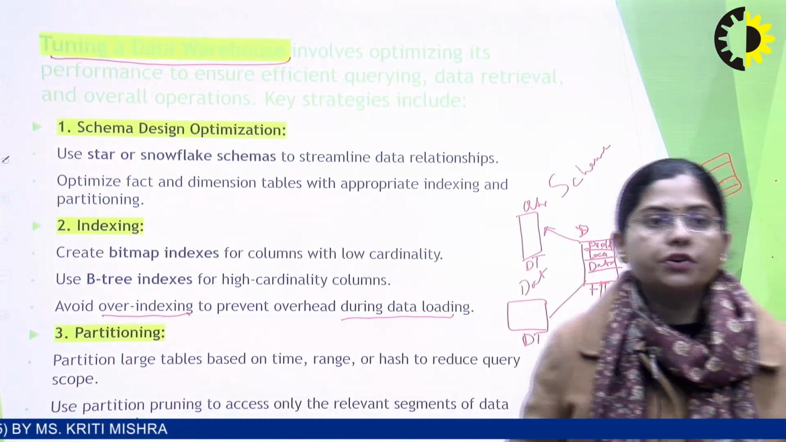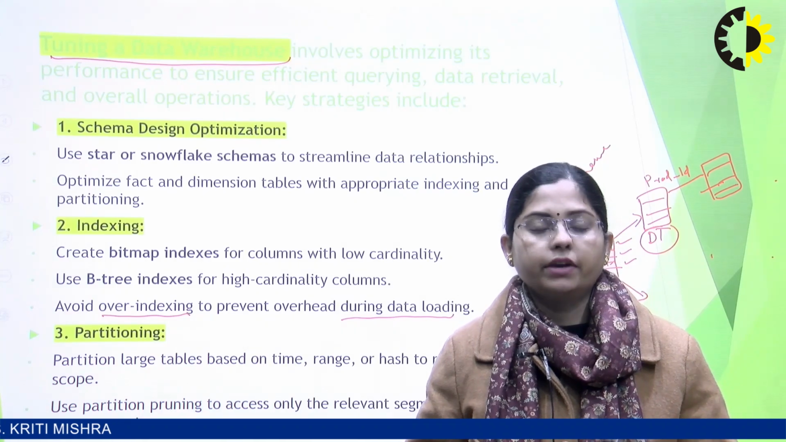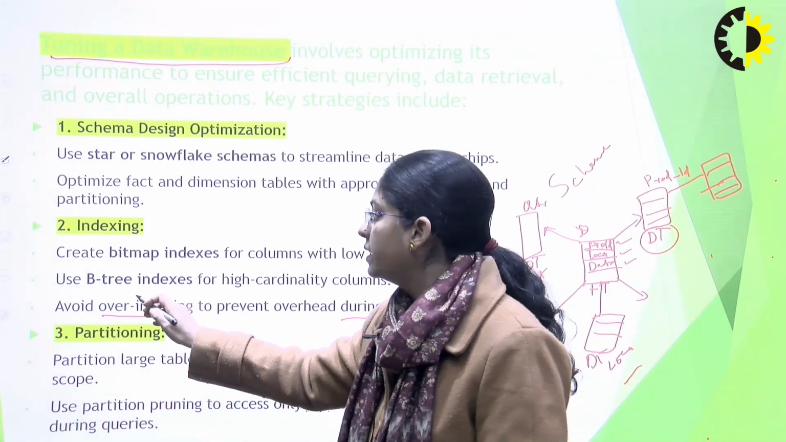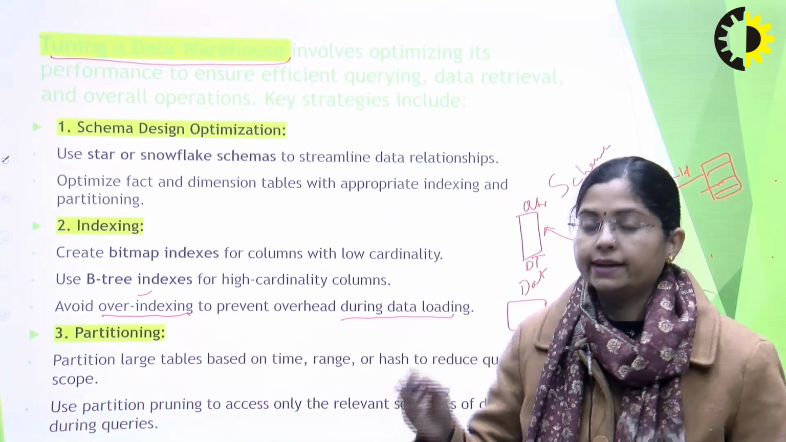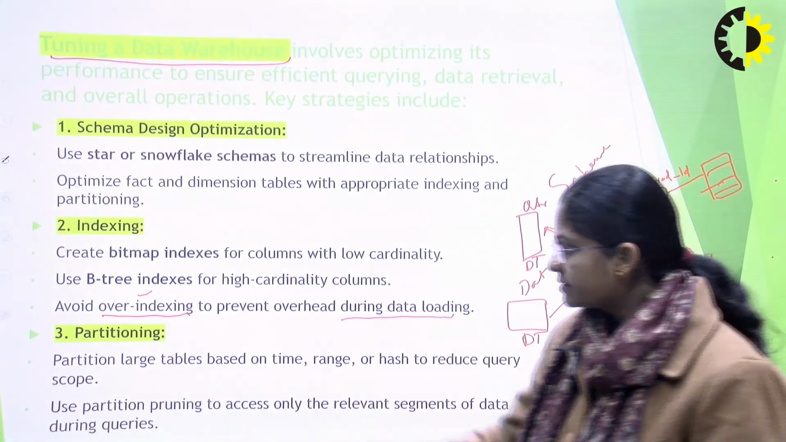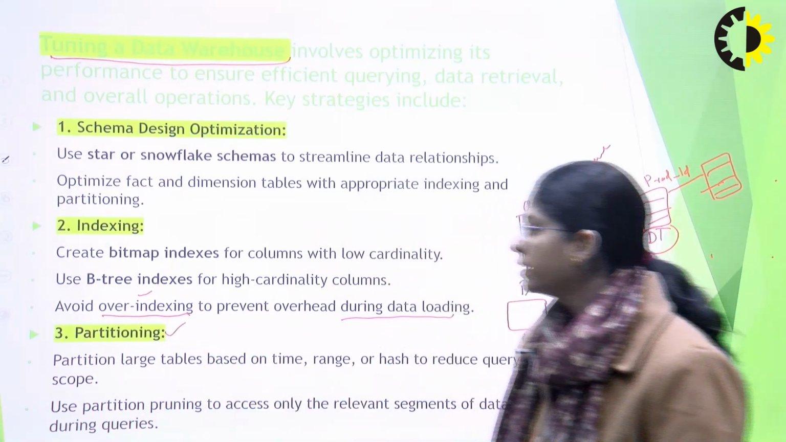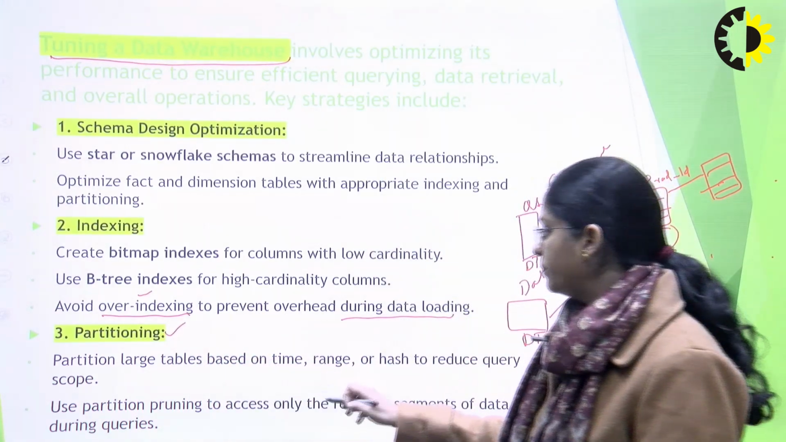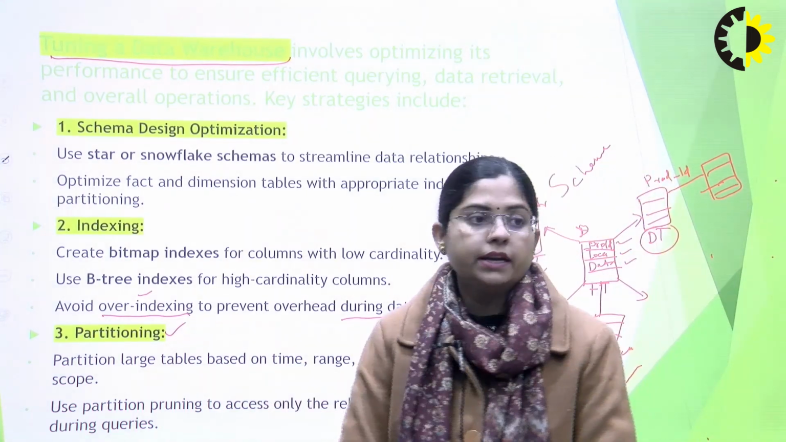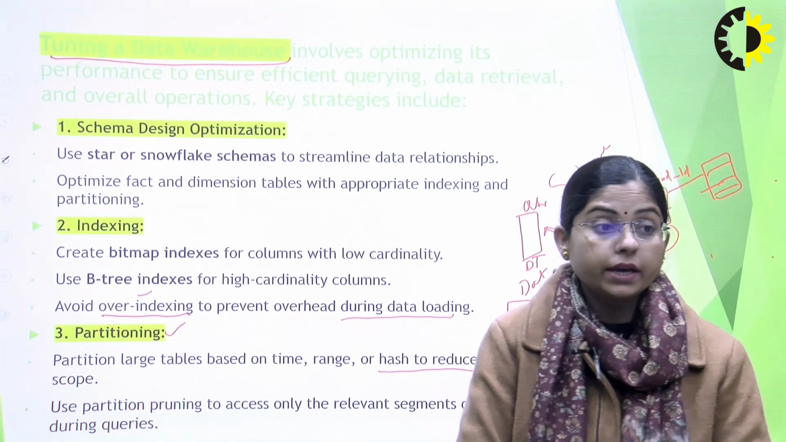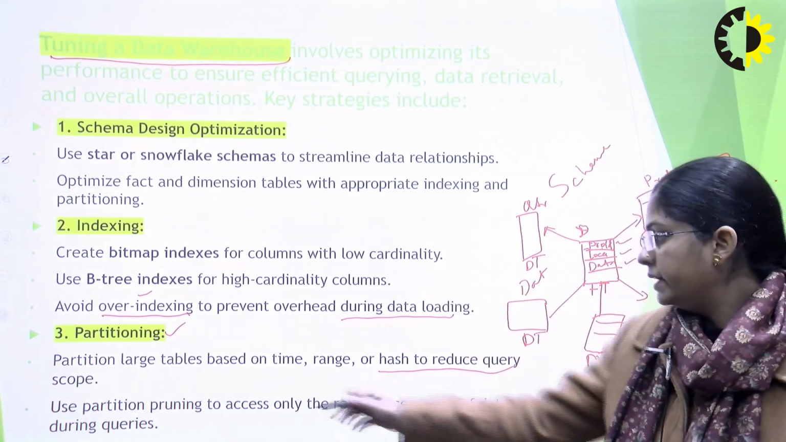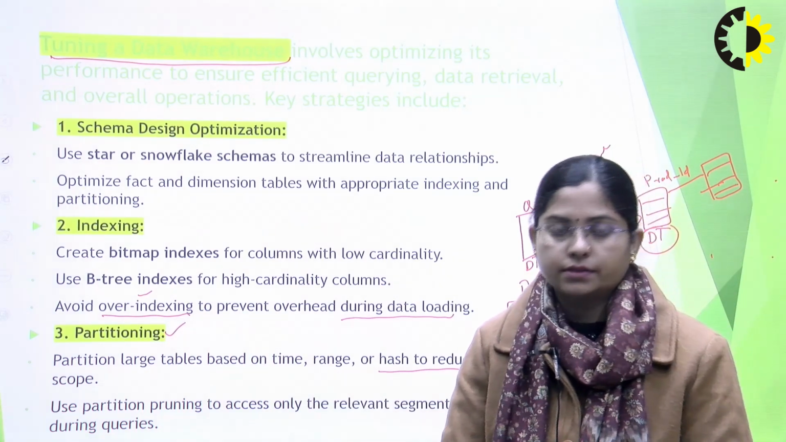Why? Because your data is in a structured way. When your data is in a structured way, over-indexing is not required. Indexing is required, but over-indexing is not required. Next is partitioning. Partition large tables based on time, range or hash to reduce the query scope. It uses partition pruning to access only the relevant segments of data during queries.